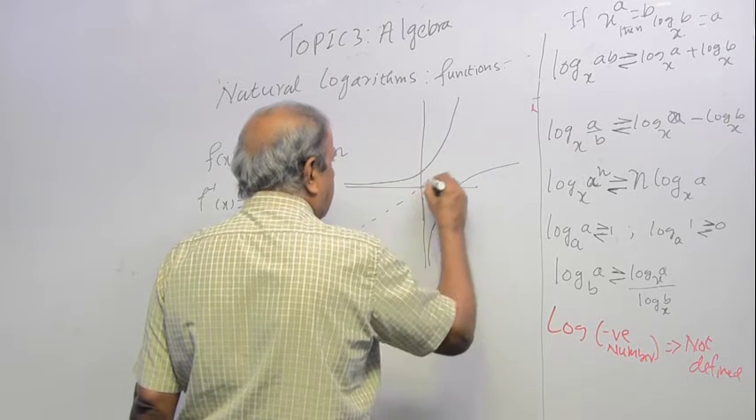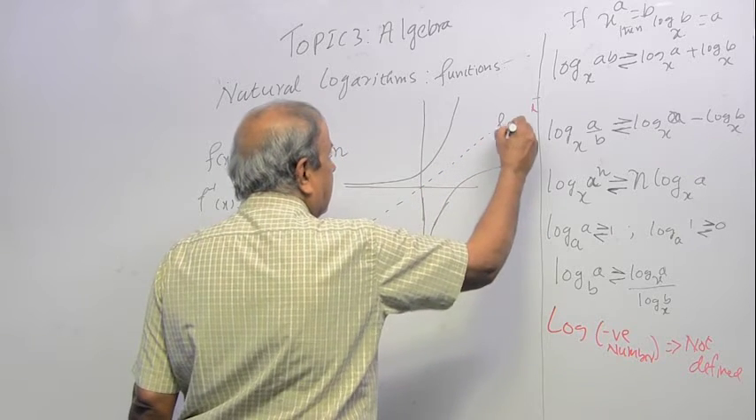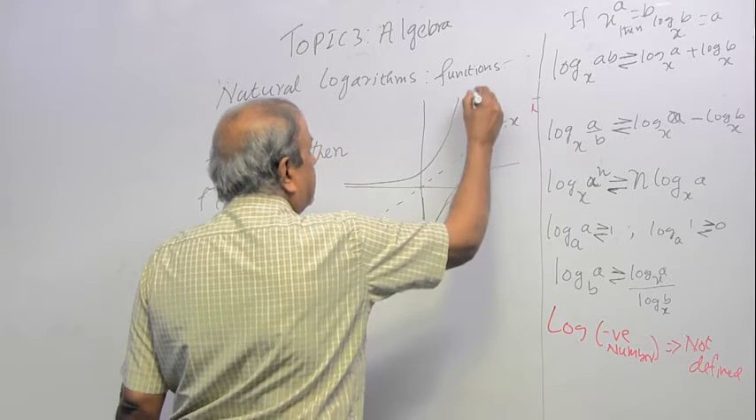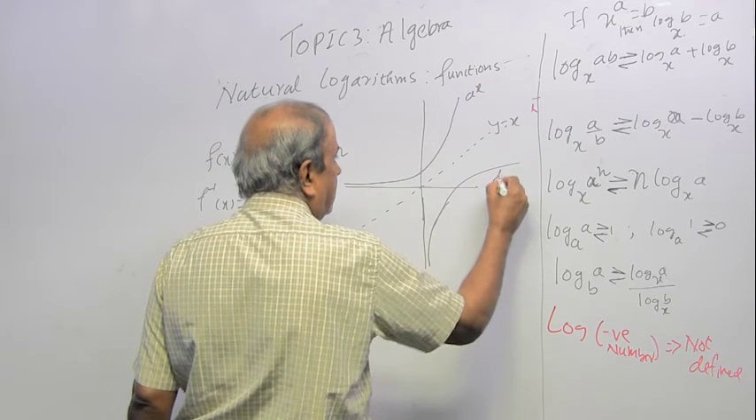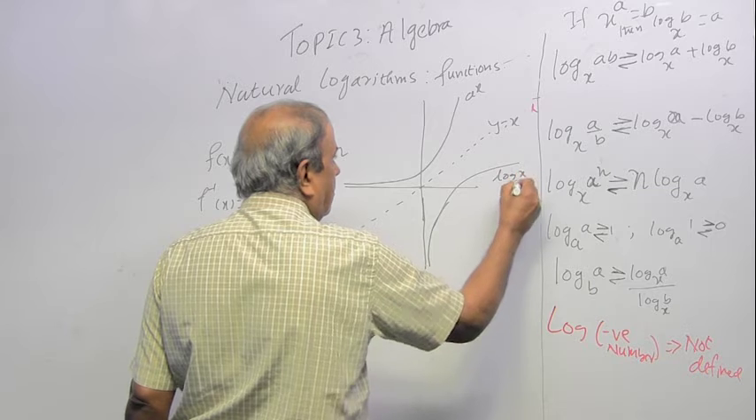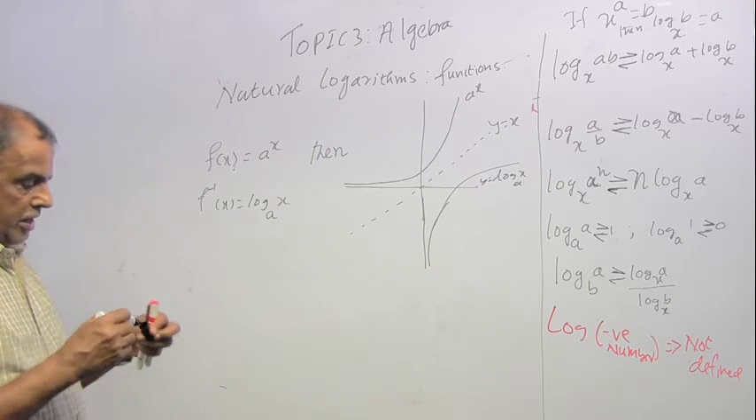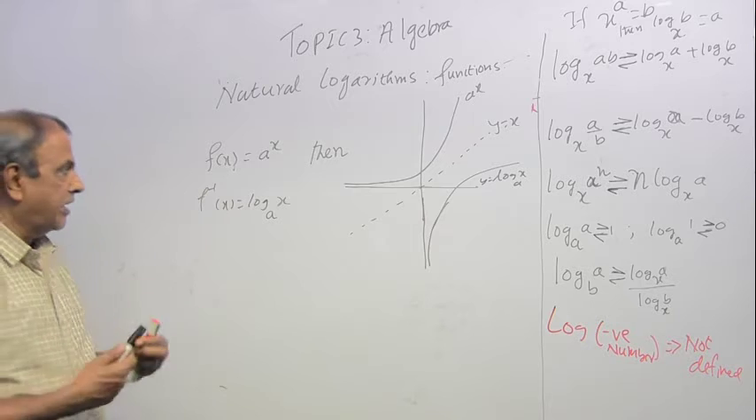They will be reflections of each other in y equal to x. So a power x and log x to base a are inverses of each other.